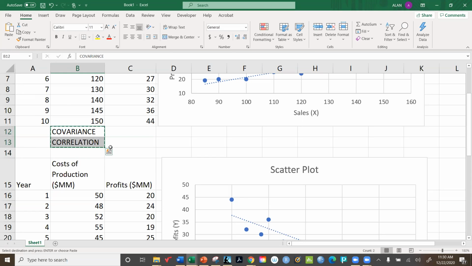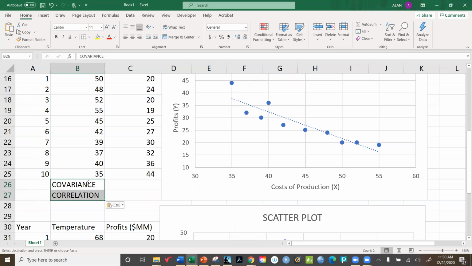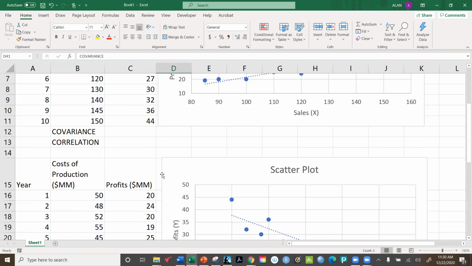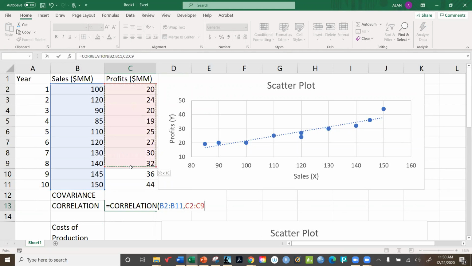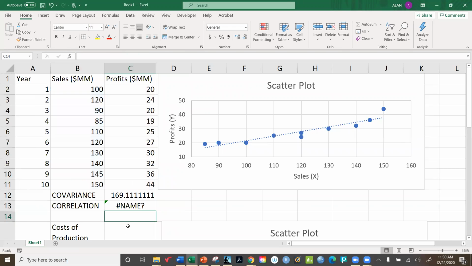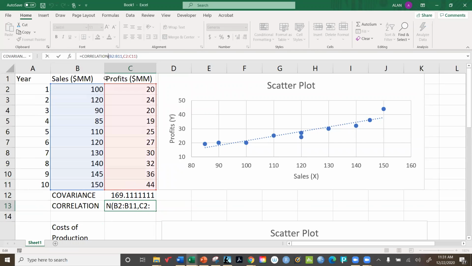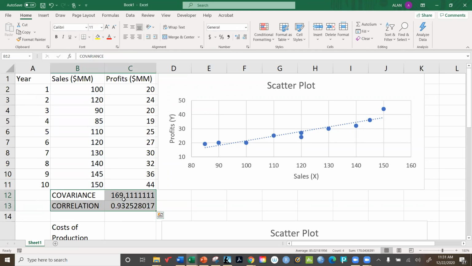Okay, hold on. So we'll do the covariance first, and then we'll do the correlation. Oh no, oh, I spelled it wrong. Now it's happy. All right.